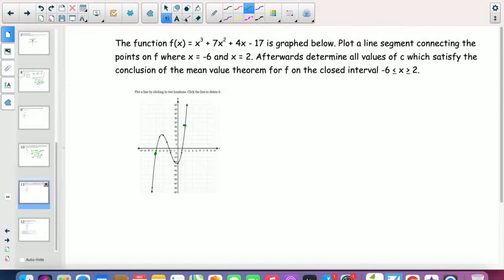So I need to plot the line that connects those 2 points. That line looks something like that. And then afterwards, determine all values of c which satisfy the conclusion of the mean value theorem for f on the closed interval -6 to 2. Well, it does look like this function is continuous from -6 to 2. It also looks to me like it is differentiable from -6 to 2.